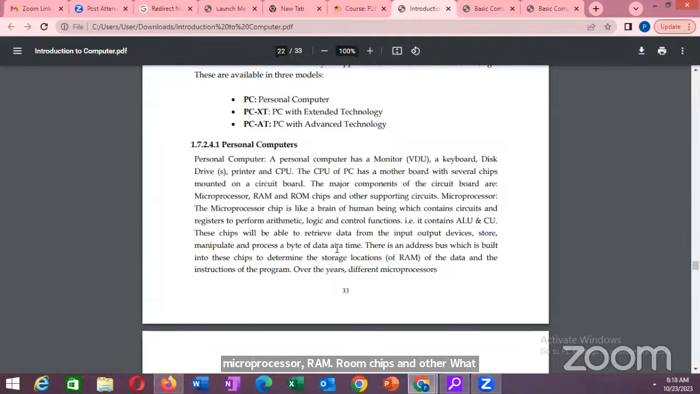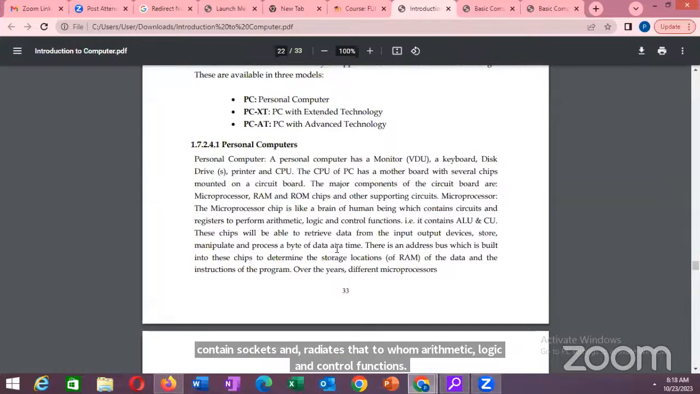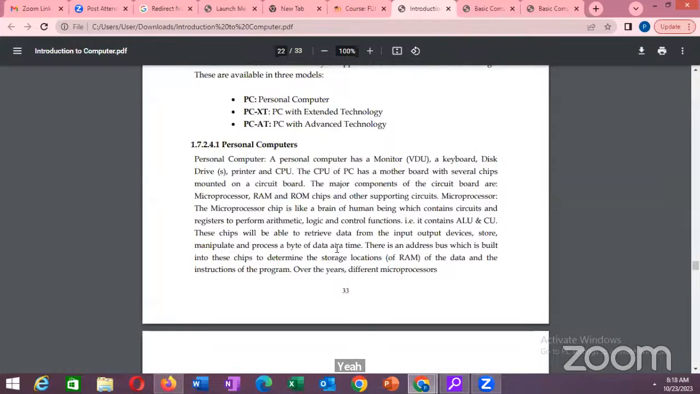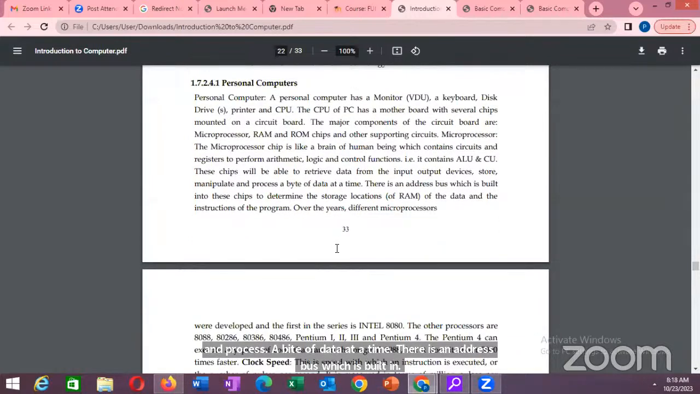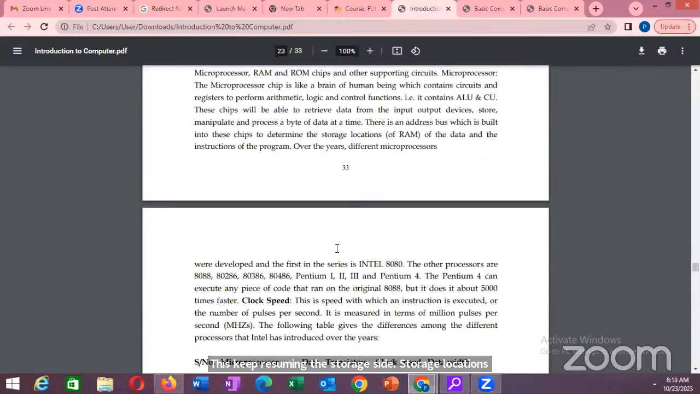The microprocessor chip is like the brain of a human being, which contains circuits and registers to perform arithmetic, logic, and control functions, i.e., it contains the ALU and CU. These chips are able to retrieve data from the input-output devices, and manipulate and process a byte of data at a time. There is an address bus built into this chip to determine the storage locations of the data and the instructions of the program.